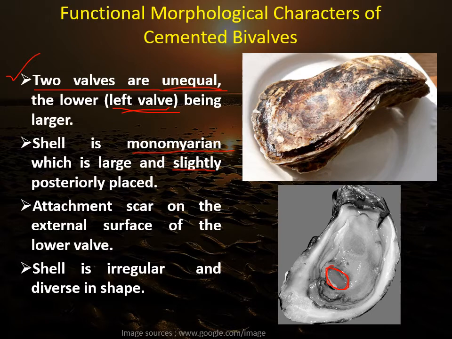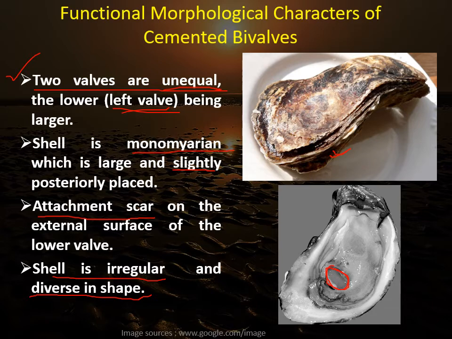There are numerous attachment scars or cementation scars found on the valve which is attached to the hard substrate. For this group of bivalves, the attachment occurs with the hard substrate in the left valve. So lots of cementation scars or attachment scars are found in the lower left valve. As these are cemented with a hard substrate, the shell is irregular. They do not have any specific shape. They are very diverse in shape.